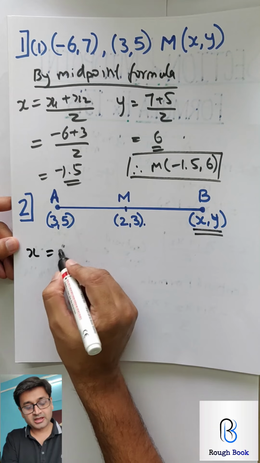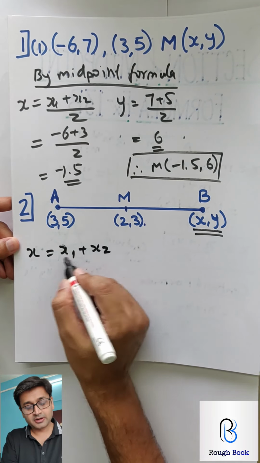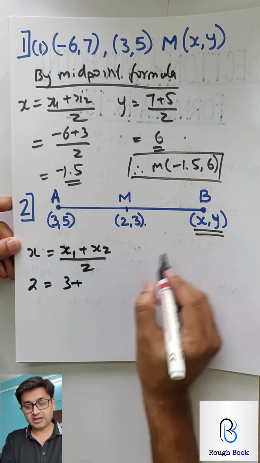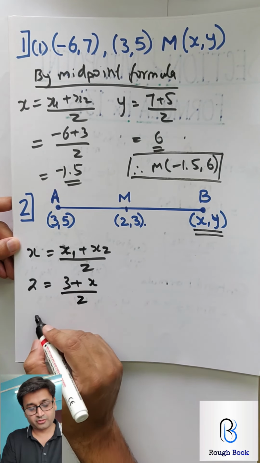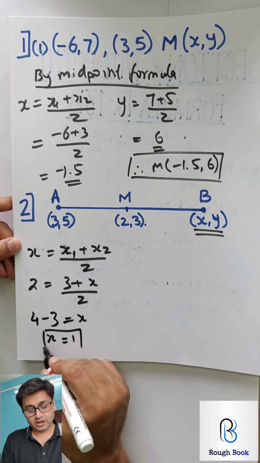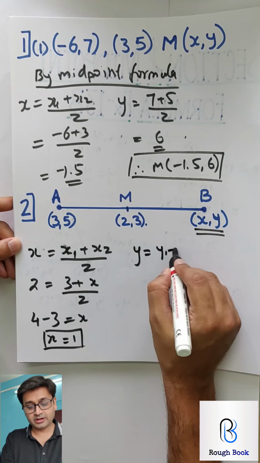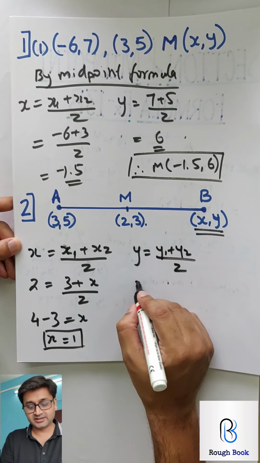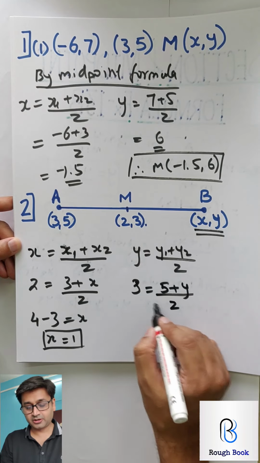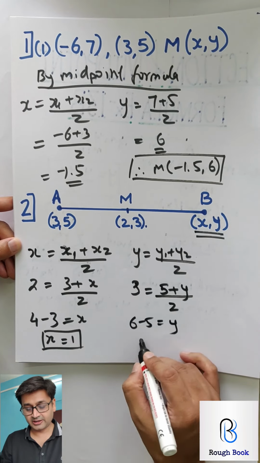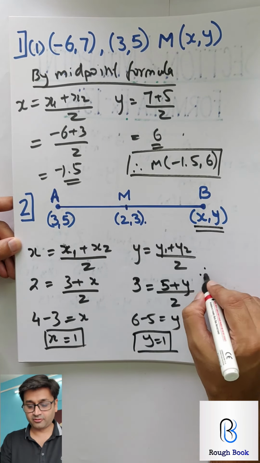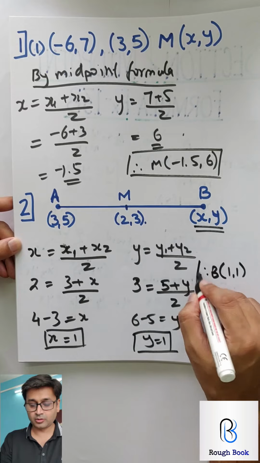So let's hit it. x is equal to (x1 + x2) / 2. So my x will become 2, x1 is 3 and x2 is x only, by 2. So 4 minus 3 becomes x. So x becomes 1. Likewise y is (y1 + y2) / 2. So y is 3, y1 is 5, y2 is y, by 2. So 6 minus 5 is y. So y also becomes 1. So since both are 1, therefore coordinates of B is (1, 1).